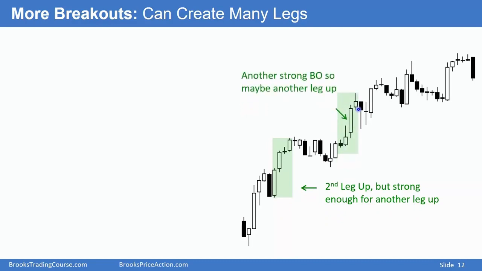Another strong breakout, probably strong enough for at least a second leg up. Breakout, pullback, second leg up. Sometimes breakouts are a single bar. Sometimes they're 2, 3, 4, 5, 10 bars. Sometimes you get one breakout and then a second leg up, and that's the end of it. You enter a trading range or even a bear trend. Sometimes you get a series of breakouts: breakout, pullback, breakout, pullback, breakout, breakout, breakout, breakout.